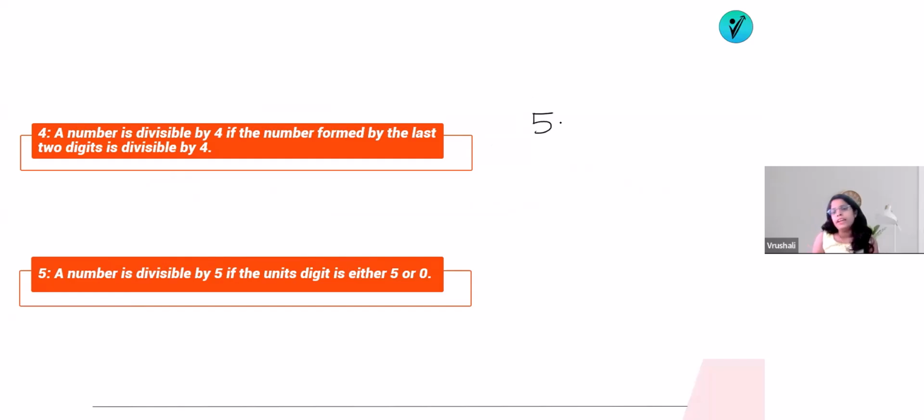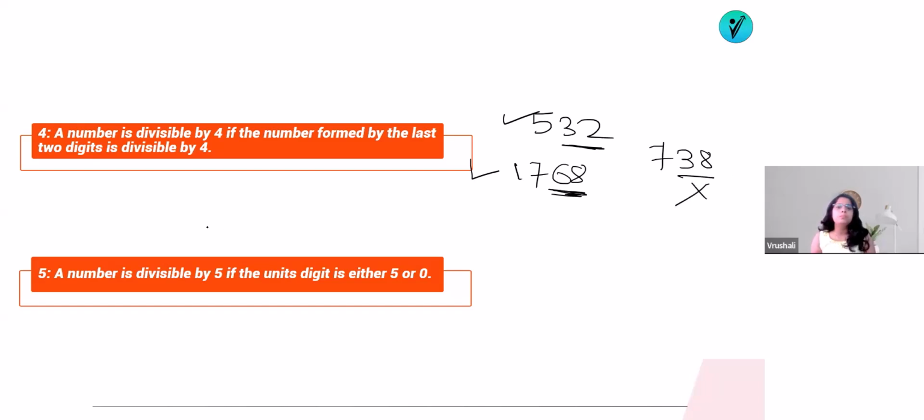If I take 532, the last two digits are 32, and I know 32 is divisible by 4, so this number will be divisible by 4. If I take, suppose, 1768, I know 68 is divisible by 4, so this number will be divisible by 4. If I take, suppose, 738, I know 38 is not divisible by 4, so this number is not divisible.